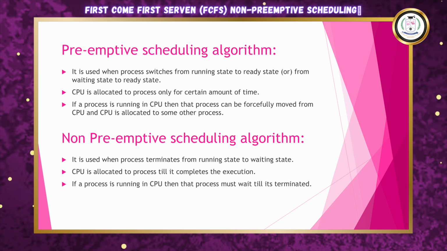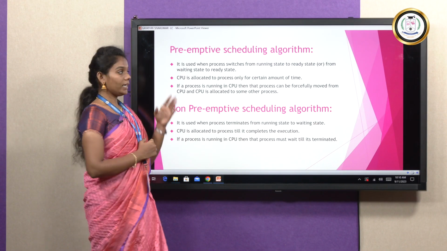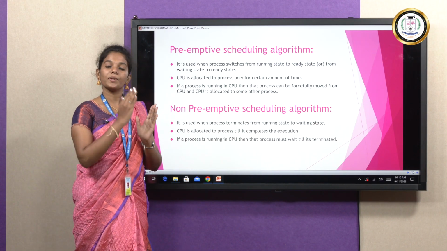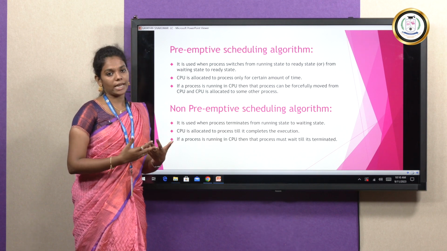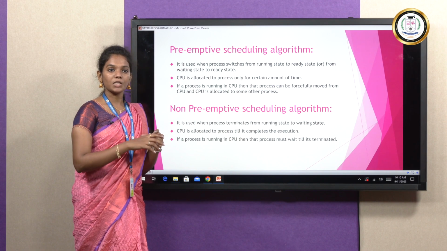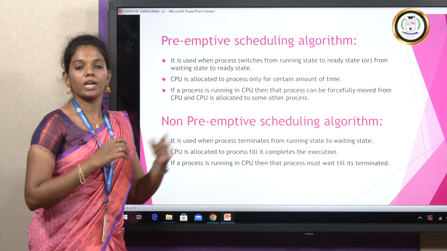Here we have two types of scheduling algorithm. The first is preemptive and the next is non-preemptive scheduling. Preemptive scheduling is where a process switches from the running state to the ready state, or you can also say a process that switches from the waiting state to the ready state.